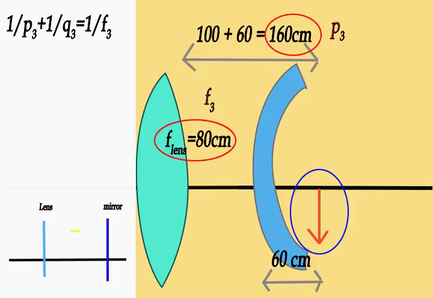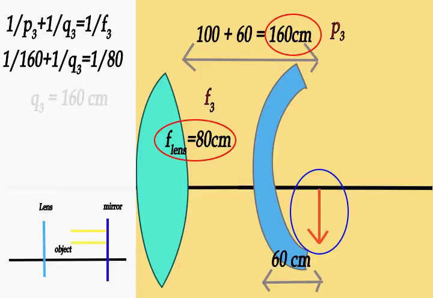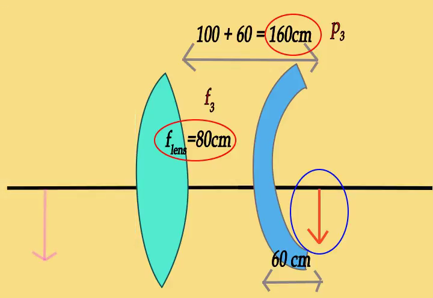Since the light ray is reflected by the mirror, the light ray is going from right to left, and the object should be on the right of the lens, therefore, the object distance is positive this time, even though it is on the right side. After the calculation, we can obtain q3 is 160 centimeters. Therefore, the final image is formed on the left of the lens at a distance of 160 centimeters.